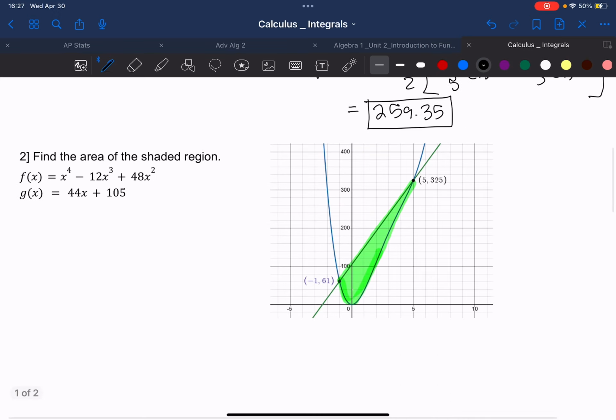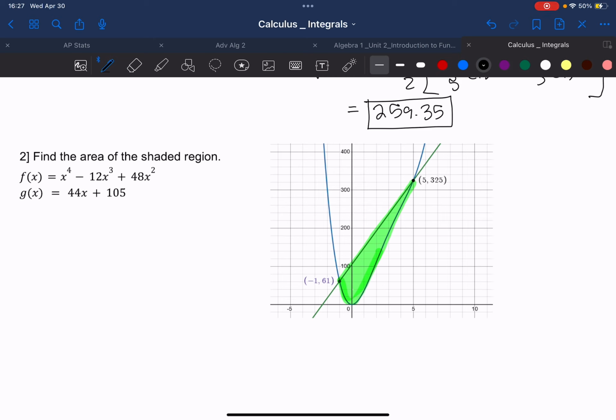The next example here says find the area of the shaded region. Okay, notice that it gives you the equations and it gives you the places that it intersects. This is important when having to write our integral because we need those intersection points. So they did a hard part for us by already giving us that graph.